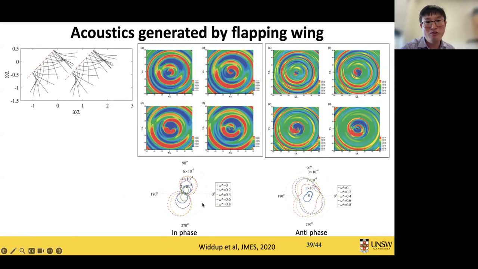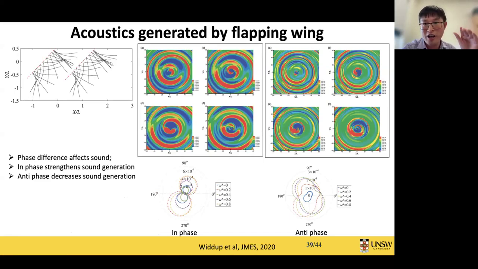And we consider two wings together, two flexible wings together, and we can tune their phase differences. The conclusion is that phase difference affects sound. In-phase motion strengthens sound generation, and anti-phase decreases sound generation. If you look at the sound pressure contours, the left hand side one is the in-phase flapping, and the right hand side one is out-of-phase flapping.